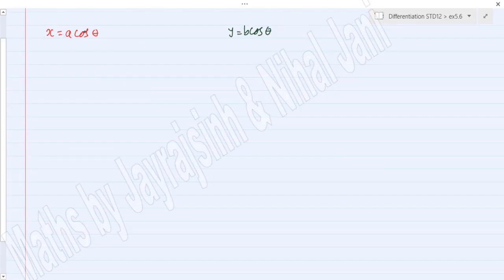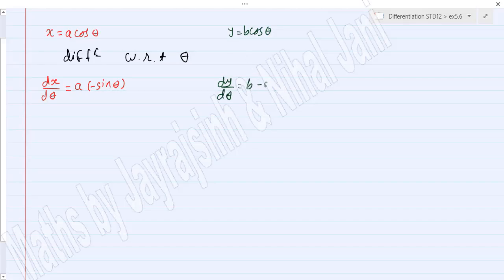Here we have x is equal to a cos theta and y is equal to b cos theta. So let's differentiate both equations with respect to theta. From the equation of x we will get dx by d theta is equal to a times the differentiation of cos theta, which will be minus sin theta, and from the equation of y we will get dy by d theta is equal to b as it is, and the differentiation of cos theta is minus sin theta.